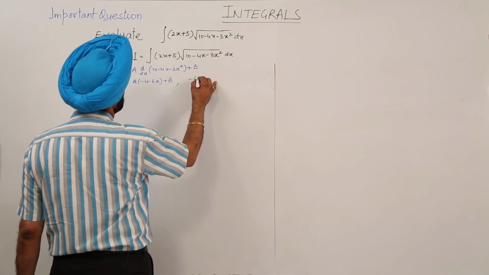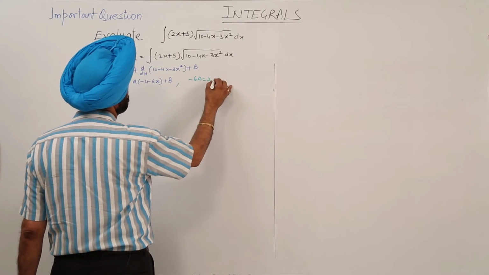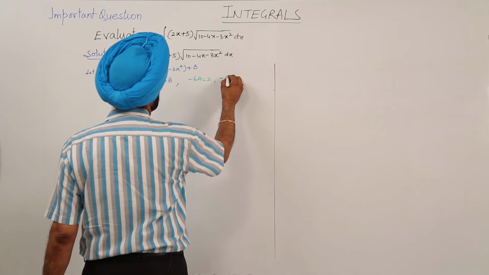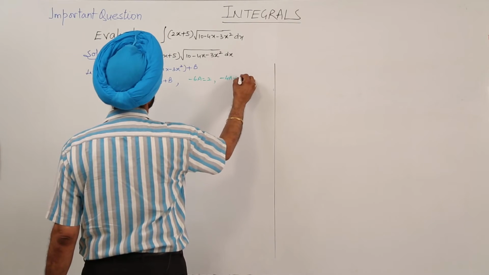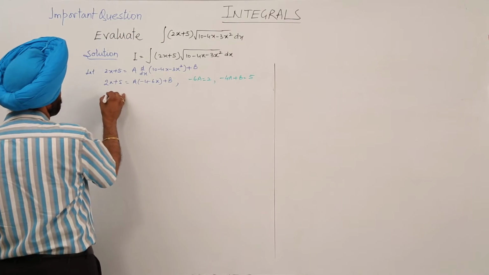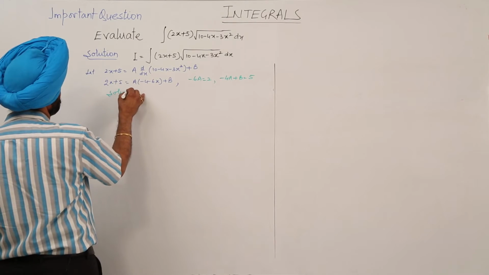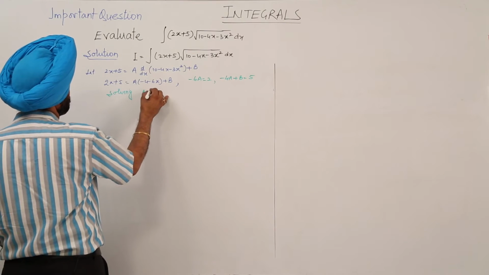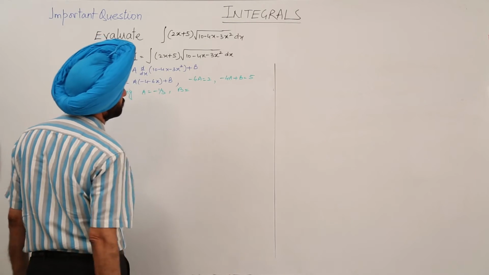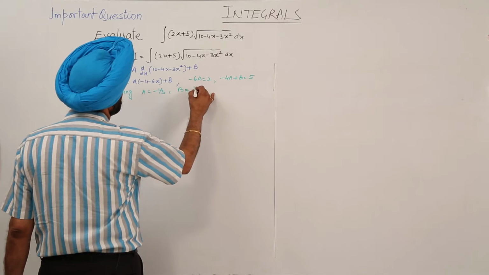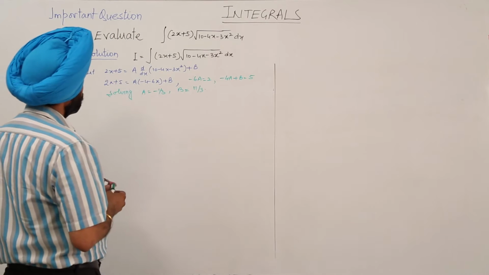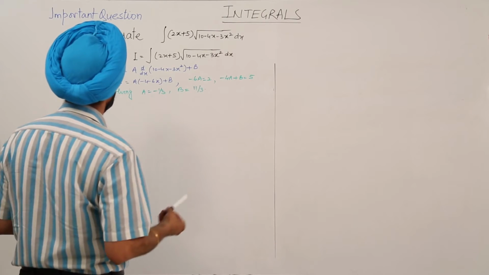Comparing coefficients, -6A = 2, and -4A + B = 5. Now solving, A is equal to -1/3 and B is equal to 11/3. Okay, A and B found.